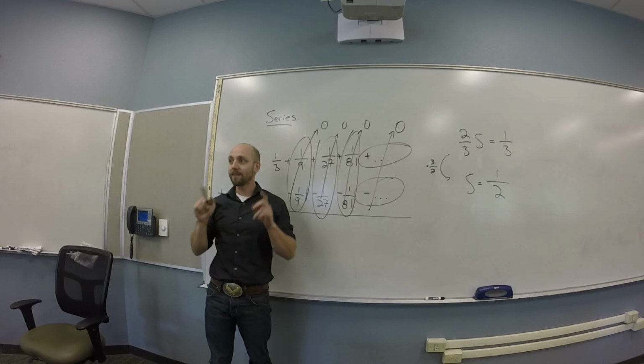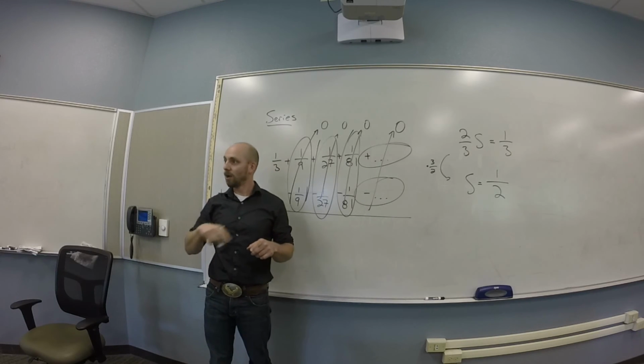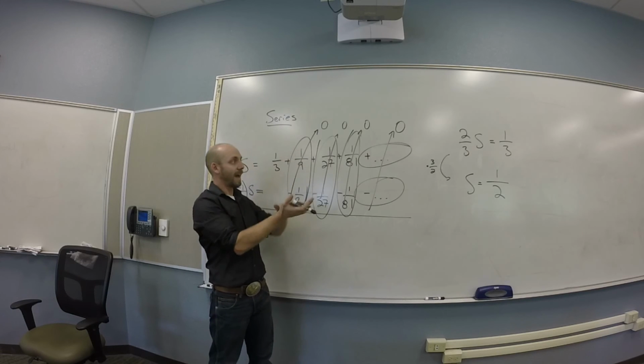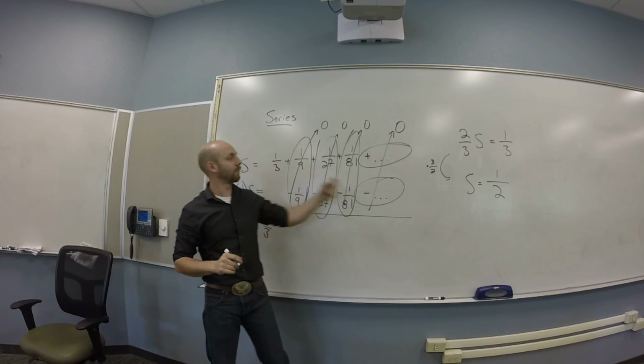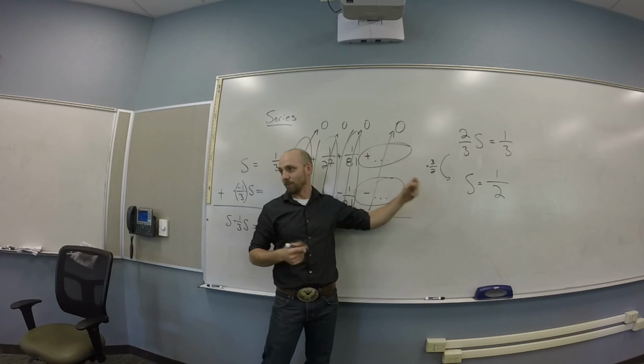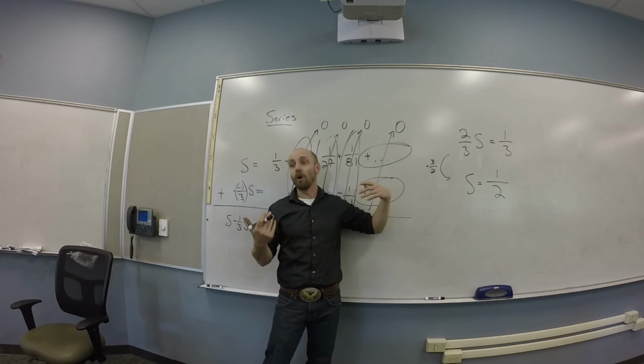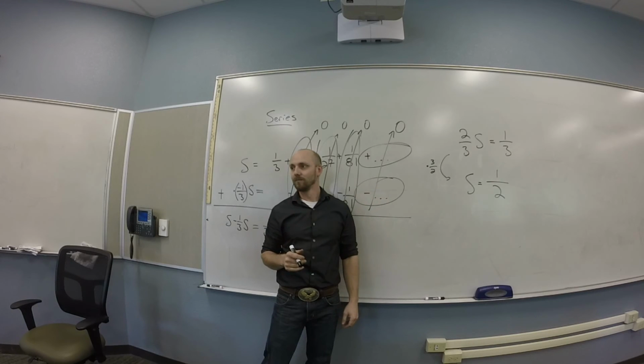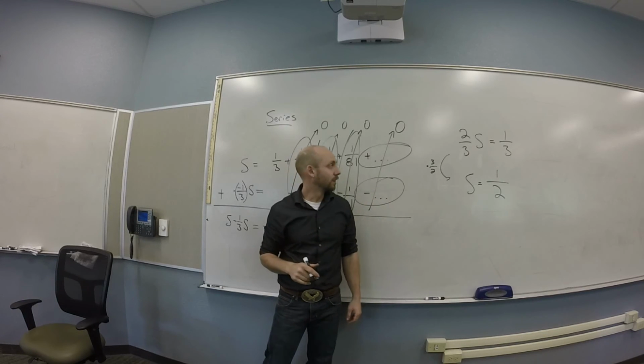Cool? So that's the exact same thing I did with the other one. I multiplied through everything by r, and then I added them together, and I ended up with a first term and a last term. This one doesn't have a last term on the bottom because it was of infinite length. So they all cancel. You guys see that? Okay.